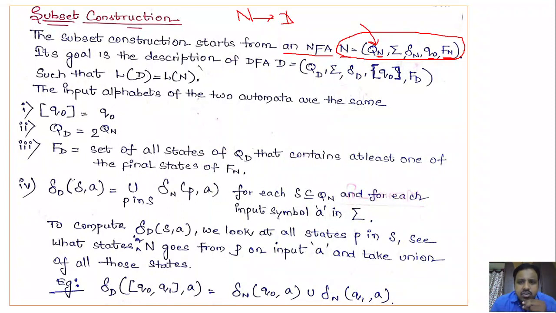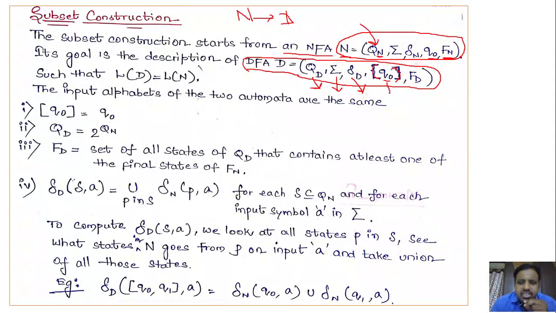We use this subset construction algorithm to produce its equivalent DFA, which can be mathematically expressed as D = (QD, Sigma, delta D, [Q0], FD). QD is the set of states in the DFA. Sigma is the set of input symbols. Delta D is the transition function in the DFA. And [Q0], enclosed in square brackets, is called the starting state in the DFA.